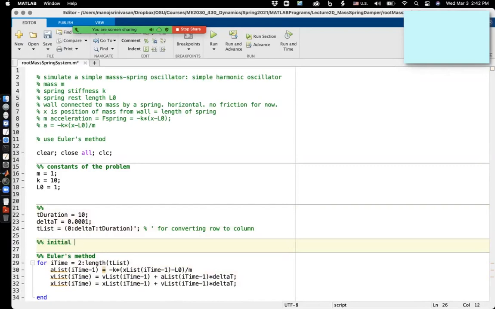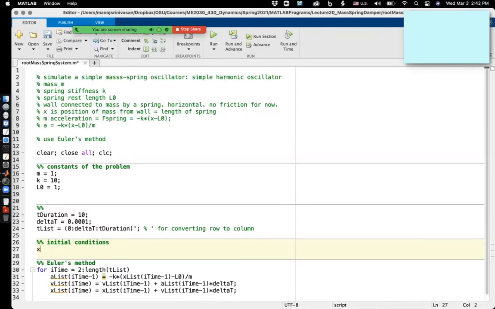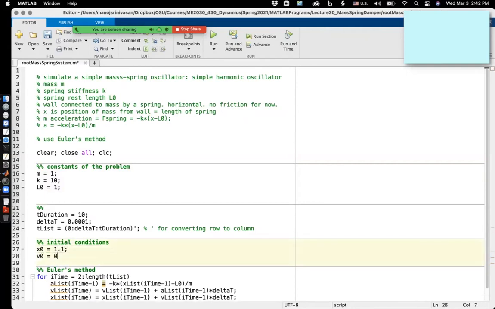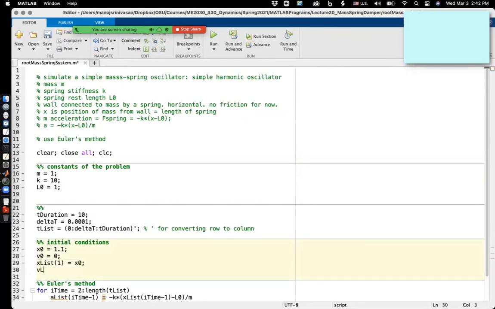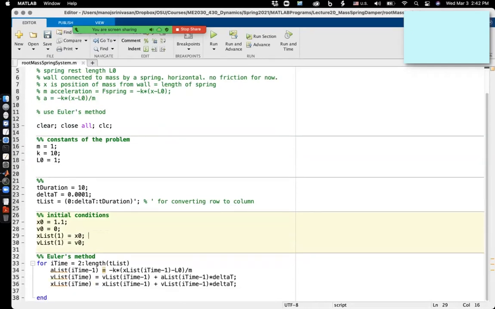So initial conditions need to be defined. Let's say L naught is 1, which is the rest length of the spring, and x naught is 1.1, so you stretch it a little bit. Similarly, let's say v naught is 0, so that you're starting initially at rest. You've stretched the spring a little bit from 1 to 1.1. Then we say x list of 1 equals x naught, the initial thing, and v list of 1 equals v naught. Okay, so these are the initial x and v, and then you start updating from the second point onwards.